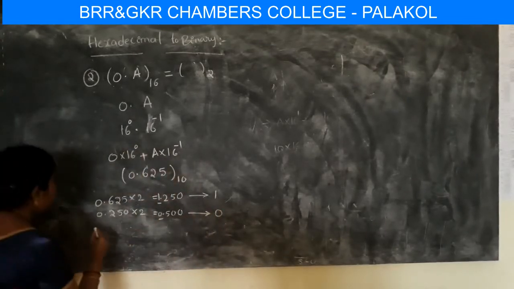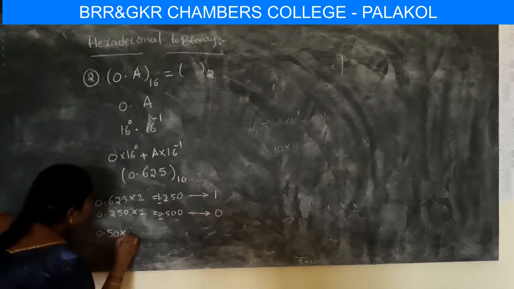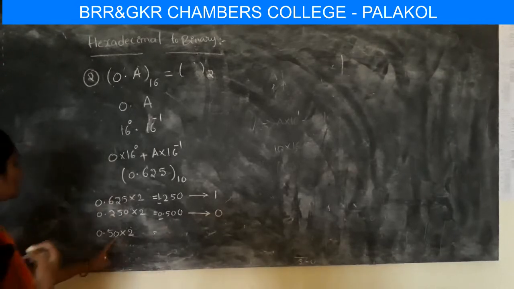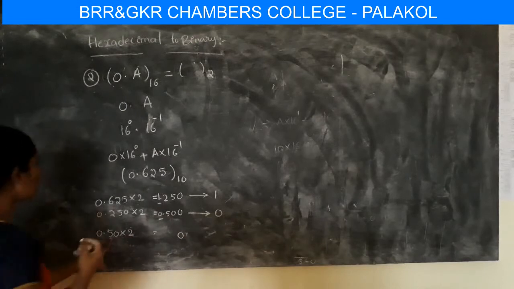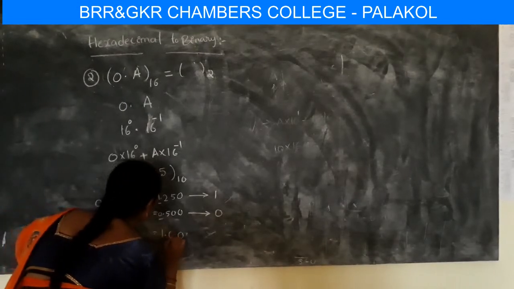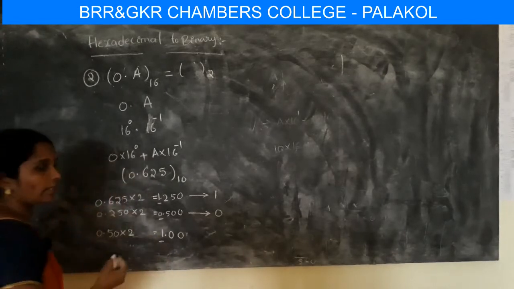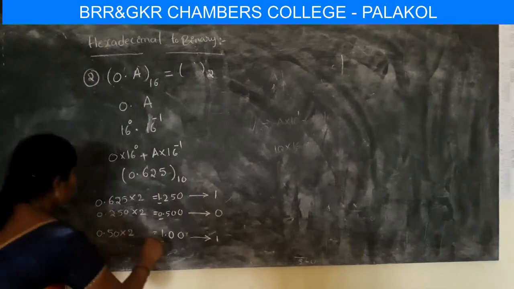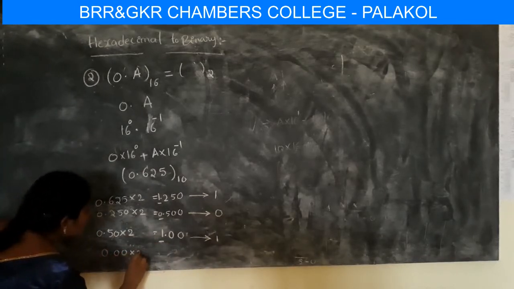And next point is 0.50 is again multiplying with 2. Okay. So this is a 0. And after that 5 2s are 10, that is 1.0. So here the 1 is a remainder and take it as outside. Okay. And after that it is 0.00 multiplying with 2.